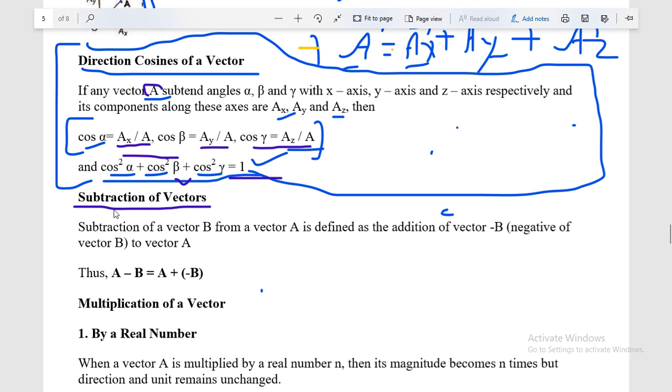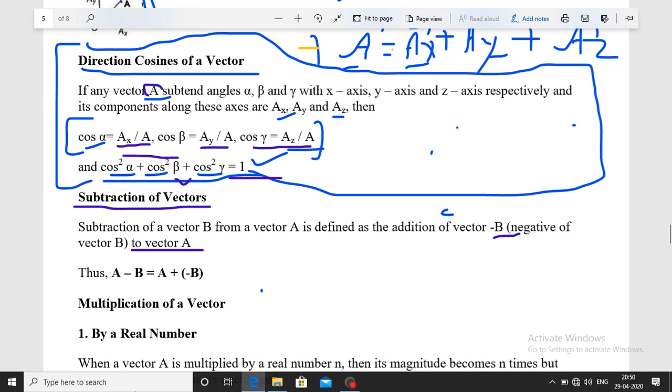Let's start today's topic, that is subtraction of vectors. Students, you know what the meaning of subtraction is, but this is not simple algebraic subtraction, this one is vector subtraction. The procedure of vector subtraction is, you can see here, subtraction of vector b from vector a is defined as the addition of vector minus b, or negative of vector b, to vector a.